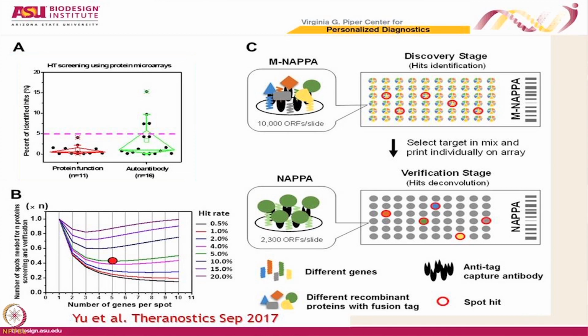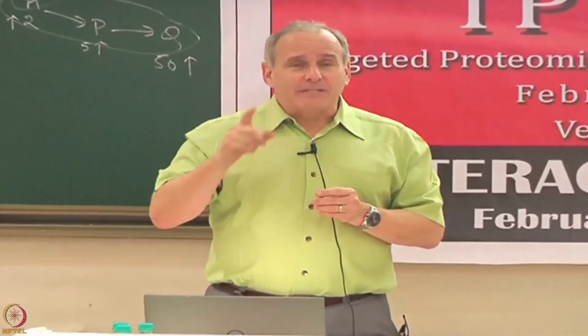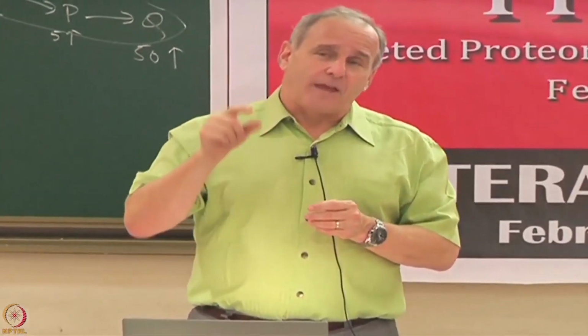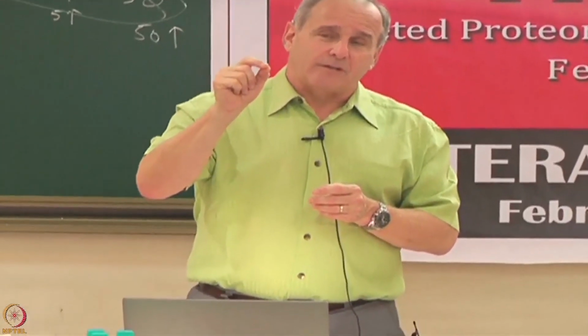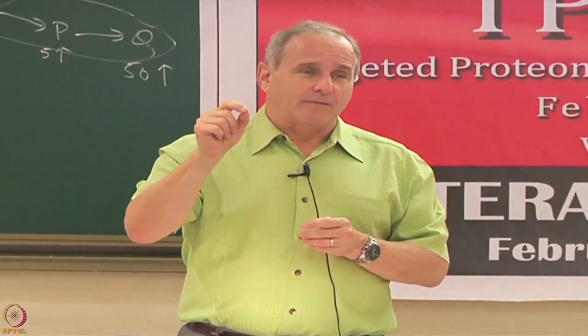In the current NAPA format on plain glass slides, which is what most people can use, because all the technology I just showed you is kind of fancy and you have to have special instruments to do it, most people would rather work on a plain glass slide the way you have. The problem is in our current platform, we can only put about 2,300 proteins on that slide. But that limitation is only true if at each spot you only have one protein. But what if you put more than one protein at each spot?